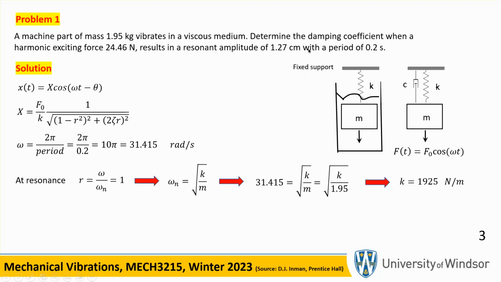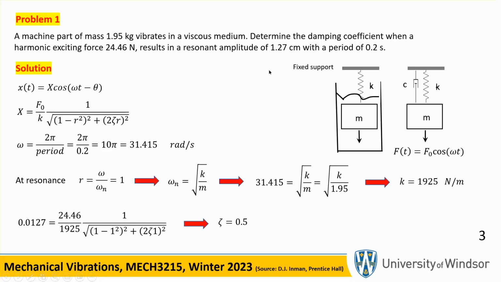Now, what we want, of course, is the damping coefficient. We found the K. So now we use the fact that big X is 1.27 centimeter, and big F naught is 24.46. Plug it in right there. At resonance, R is 1. Notice that this will disappear, and we have 2 zeta times R. R is 1. The only unknown here is zeta, and zeta is going to be 0.5. This is the damping ratio.